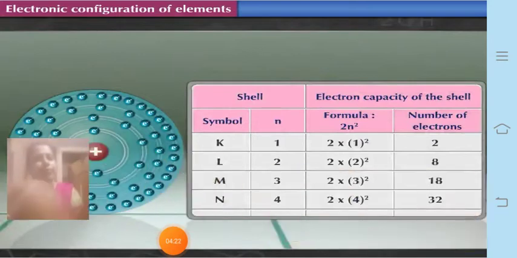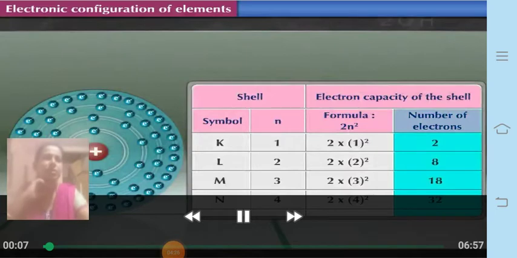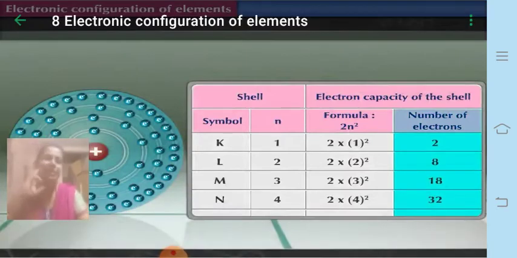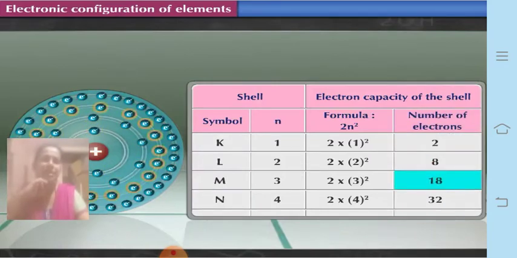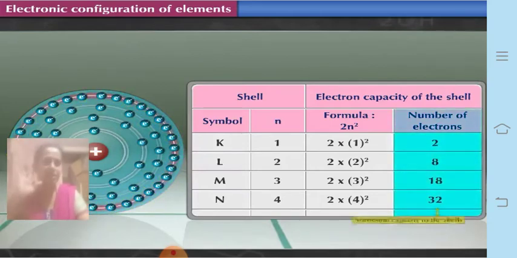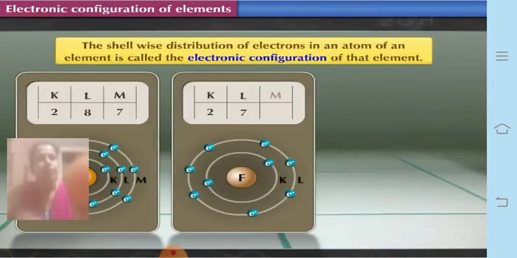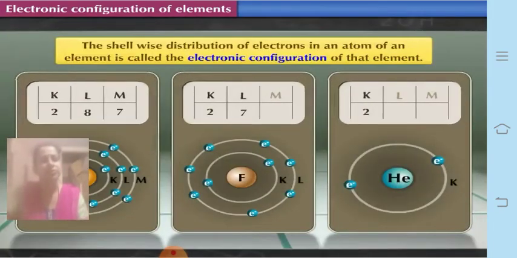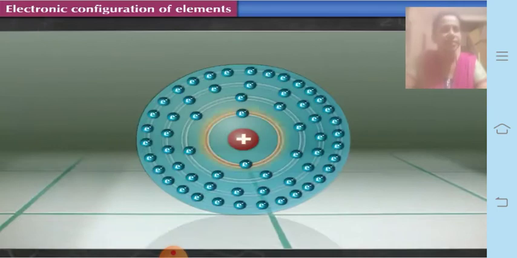The maximum capacity of each of these shells you have just learned: it is 2, 8, 18 and 32 in K, L, M, N. So K is 2, L is 8, M is 18 and N is 32 electrons. This is also called the maximum capacity of the shells. The shell-wise distribution of electrons in an atom of an element is also called its electronic configuration. You can see here the electronic configuration of different elements.